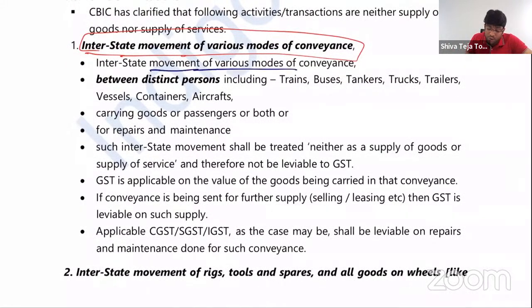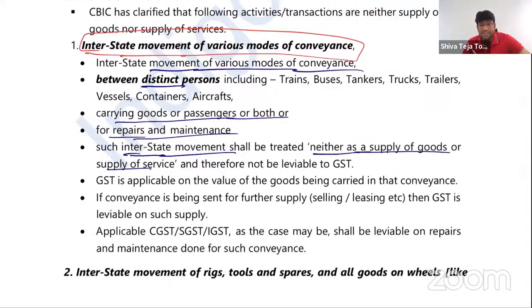Interstate movement of various modes of conveyance between distinct persons carrying goods, passengers, or both, or for repairs or maintenance. Such interstate movement is neither supply of goods nor supply of service. So GST is applicable on the value of the goods being carried in that conveyance. So GST will apply on the goods in that conveyance, but not on the vehicle, unless that vehicle is only for further supply. If the activity is only buying and selling of vehicles, then the story is altogether different.